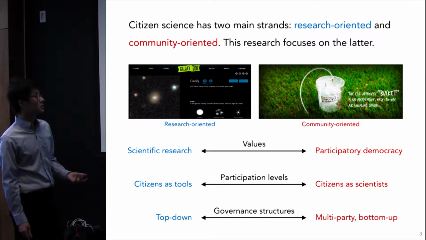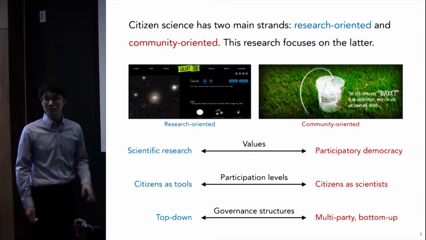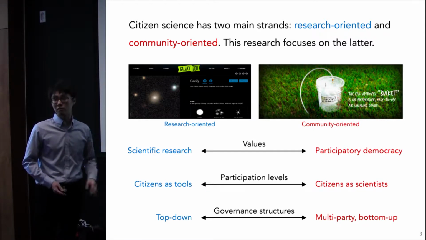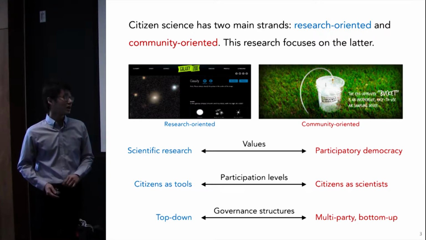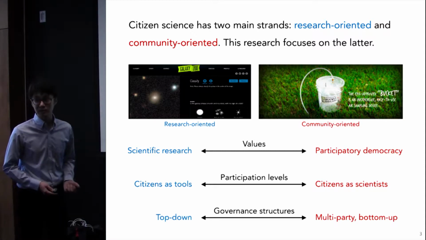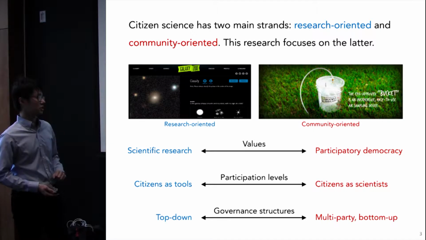The third dimension is called governance structures. Usually research-oriented projects, because the research question is defined by scientists, are top-down, from the academic institute or governments. The community-oriented one is more grassroots, so it makes sense to use a bottom-up or multi-party structure.